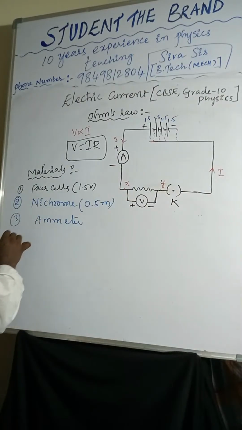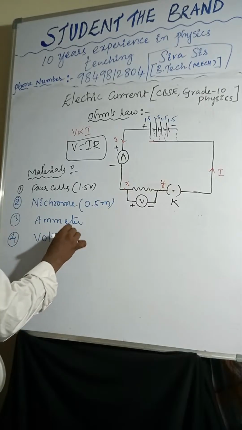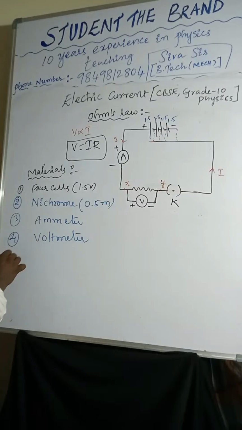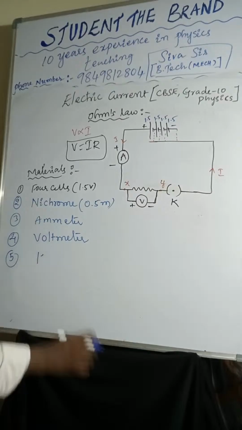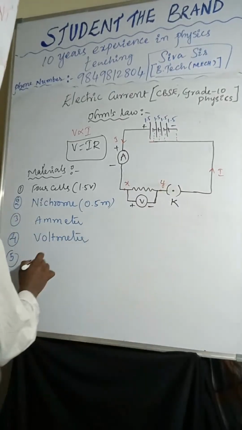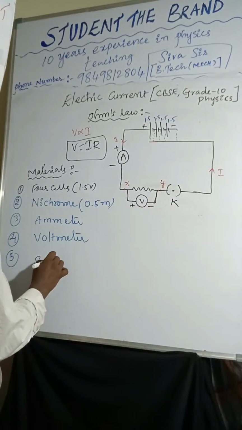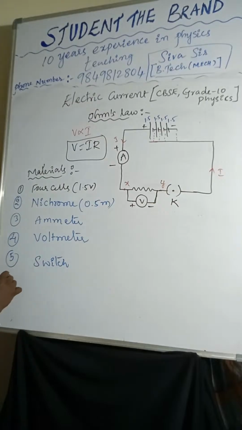Next, the fourth one is the voltmeter, and the fifth one is the key, which is nothing but a switch I can take. So here the switch is connected. Next, we are going to the battery. The sixth one is the battery.